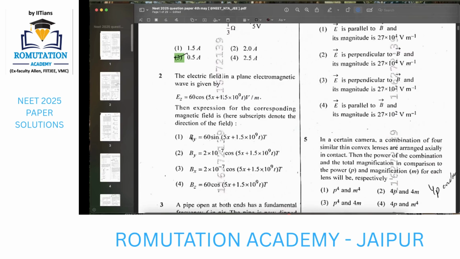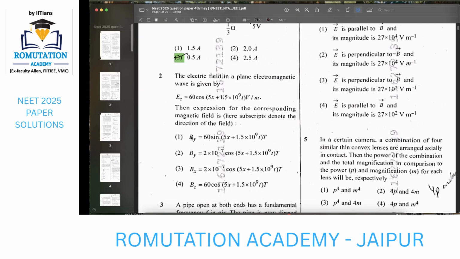Okay, so now let's jump to the second question. The second question says the electric field in the plane electromagnetic wave is given as this. Electric field will be in one direction. It is about the total electric field. So I think it has an expression which is given there. Then the expression for the corresponding magnetic field will be.